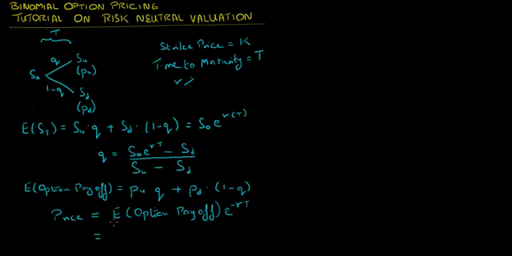And this equals the payoff of the option in up state times the probability that up state would occur plus the payoff of the option in down state times the probability that down state would occur, discounted back at the risk-free rate over time period T. So we have learned how to use the risk-neutral valuation approach to price an option in a discrete time framework.